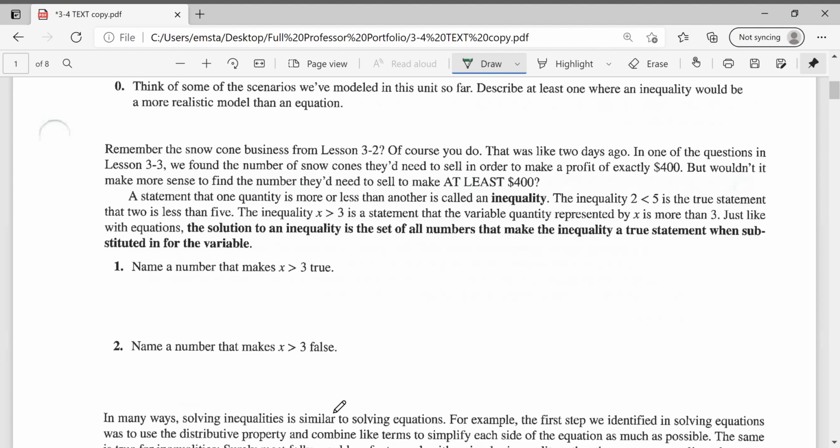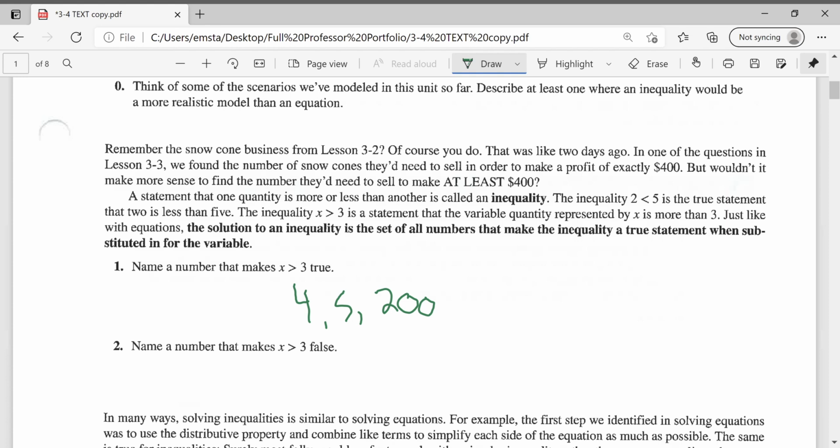So number 1 asks us, give me a number that makes x is greater than 3 true. What's a value that's greater than 3? 4, 5, 200. There's lots of numbers that work. Unlike equations where we only had one solution, we now have lots of numbers that work as solutions.